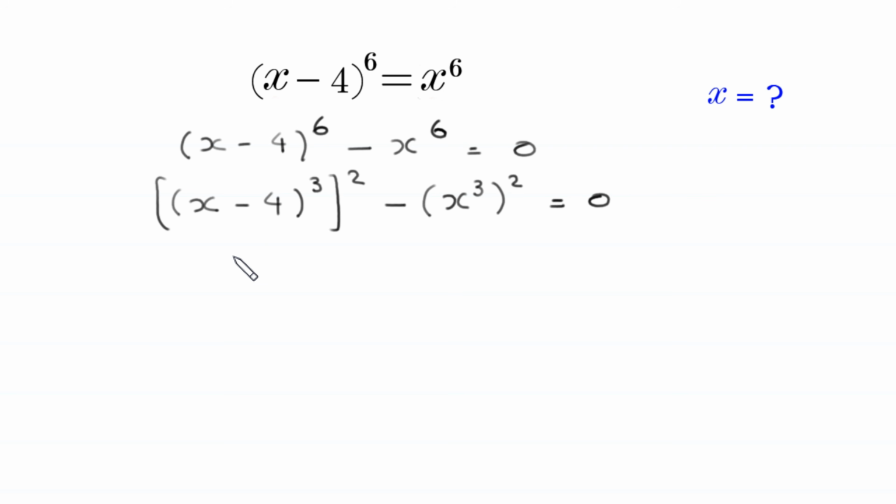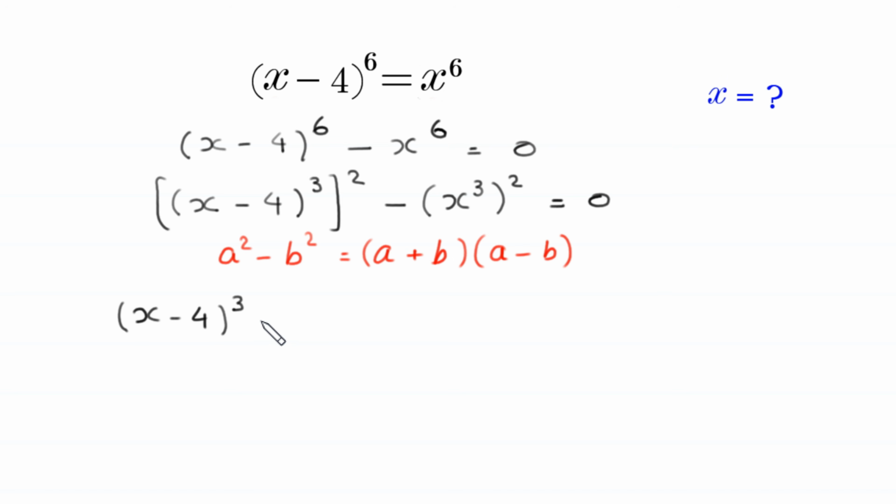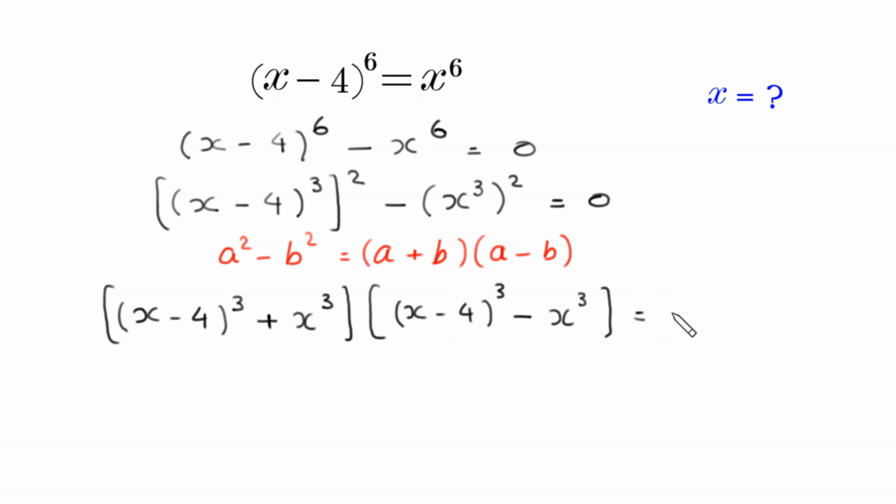So by using this algebraic identity, a^2 − b^2 = (a + b)(a − b), this expression will become ((x − 4)^3 + x^3) times ((x − 4)^3 − x^3) is equal to 0.